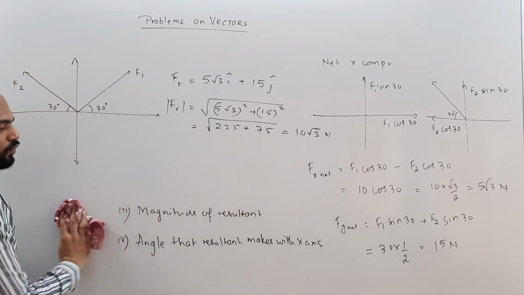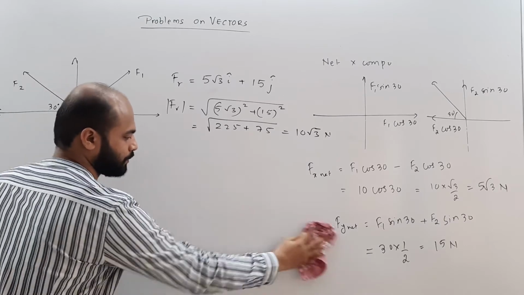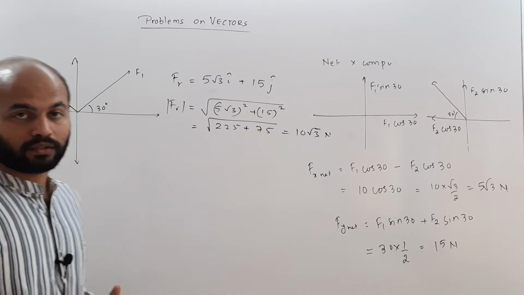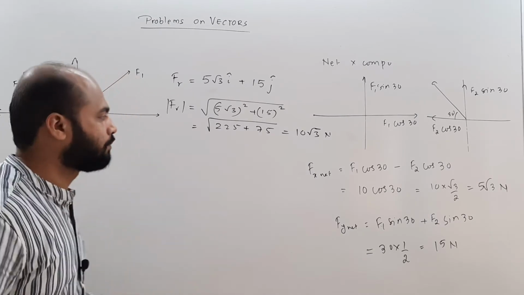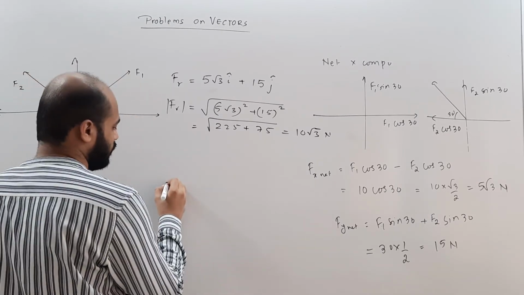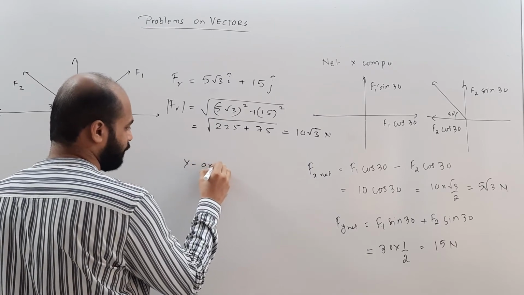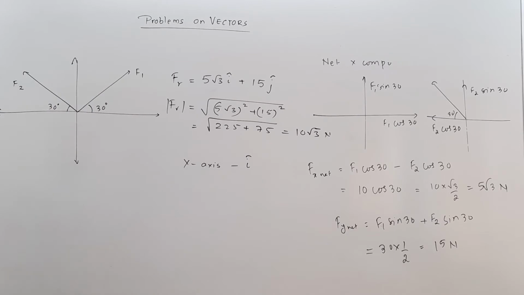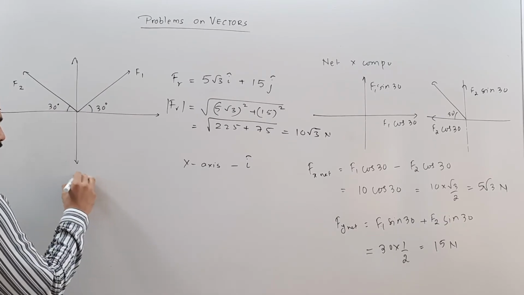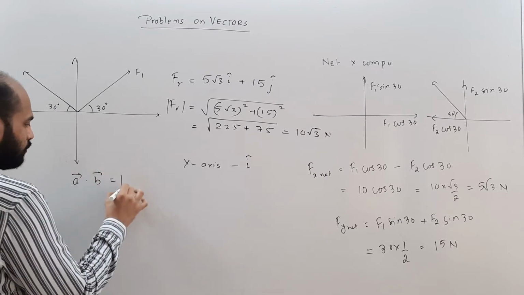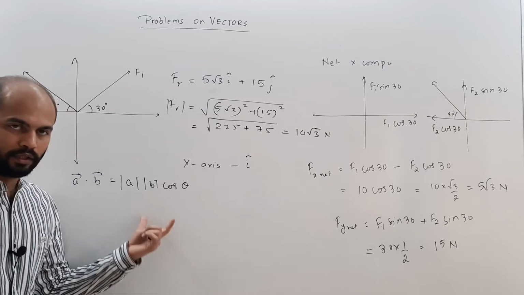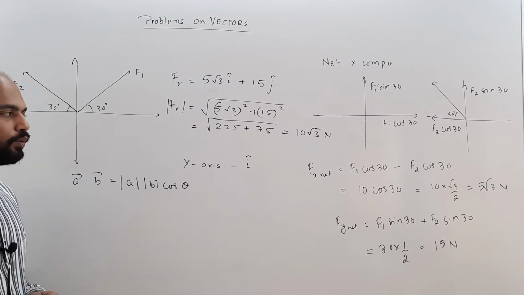Now there are two ways of doing this. The best way would be using the dot product. So we know that by using the dot product, the x-axis would be given by the vector i cap. So we'll find the dot product for both of them, that is A dot B. We know that A dot B would be magnitude A, magnitude B, cos theta. Now this cos theta would give us the entire value.